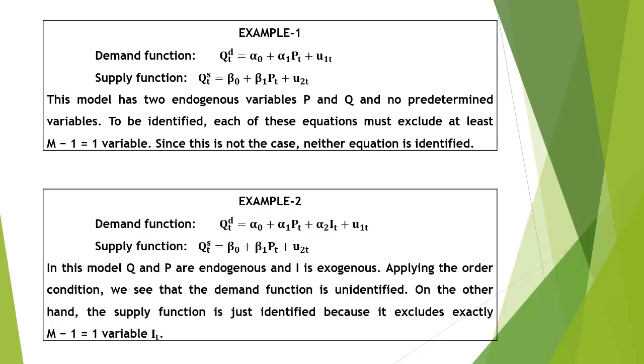Now look at the second example. In this example, the supply function remains the same, but the demand function has an additional variable It, where I represents the income. In this model, Q and P are endogenous and I is given as exogenous. Applying the order condition, we see that the demand function is unidentified. On the other hand, the supply function is just identified because it excludes exactly m minus 1, equal to 1 variable, that is It.